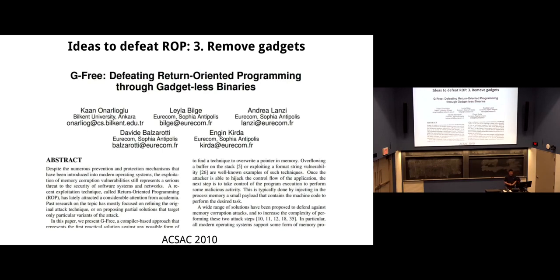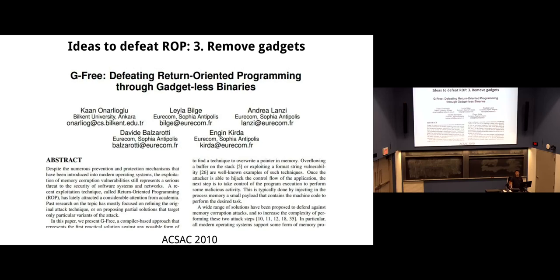A third approach, very interesting. There was a paper published 12 years ago. The idea is to remove gadgets. If there are no gadgets in the memory, how can they pull this off? They can't, right? This approach is not very good because it can only defeat ROP. But what if you do not use ROP? You use JOP, you use COP, you can bypass it, right? So the idea is to remove gadgets.